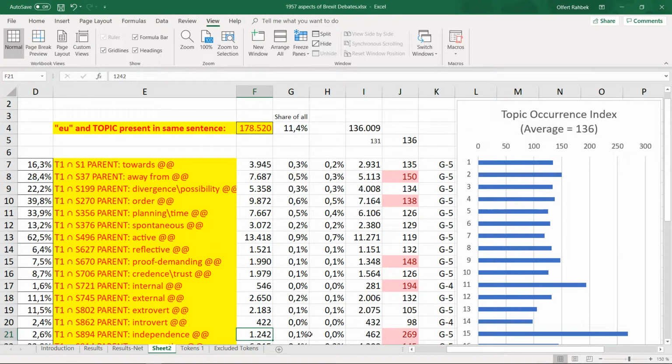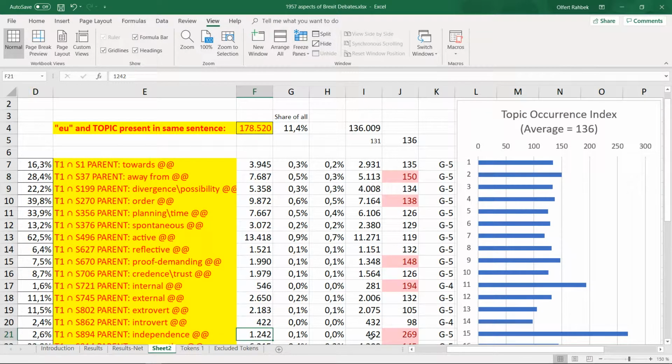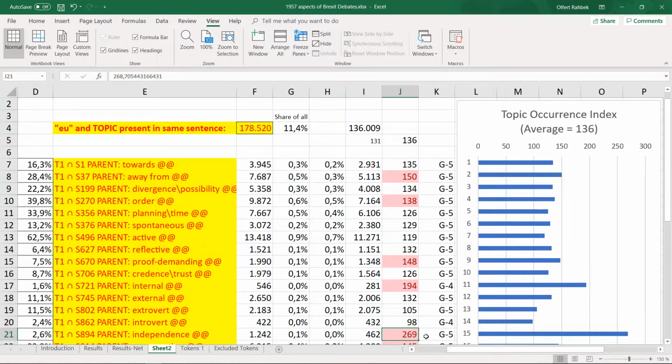That means that we have a basis for calculating, was that what we expected? And we get that number out here. If all the occurrences of independence had been evenly distributed across all the debates, we would only have expected 462 occurrences in the material. But as it happens, of course, that is not what we see. We see that the independence theme is much more dominant. We have 1,200 instead of 462. That is an index that is 269, and therefore significantly higher than any other topic, and it is our number one dominant topic in the material.